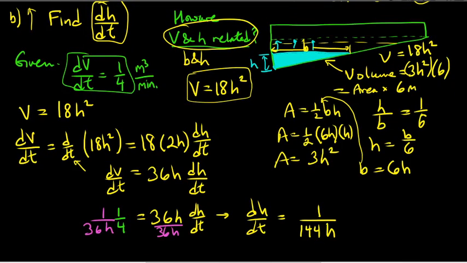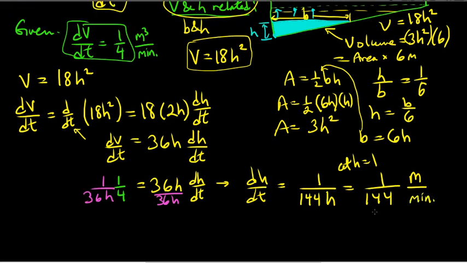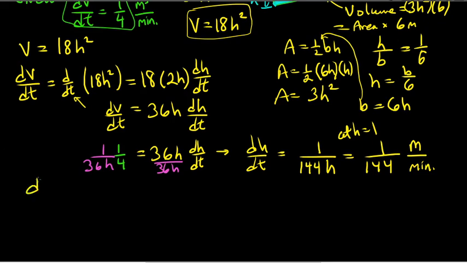So we plug in at h equals 1. This is 1 over 144 times 1, or just 1 over 144. Remember, h is in meters, and t is in, I was going to say seconds, but I think it's minutes. Yes, minutes. So 1 over 144 meters per minute. And I think that answers the question. The question was to find the derivative of h with respect to t. How fast is the water level rising?